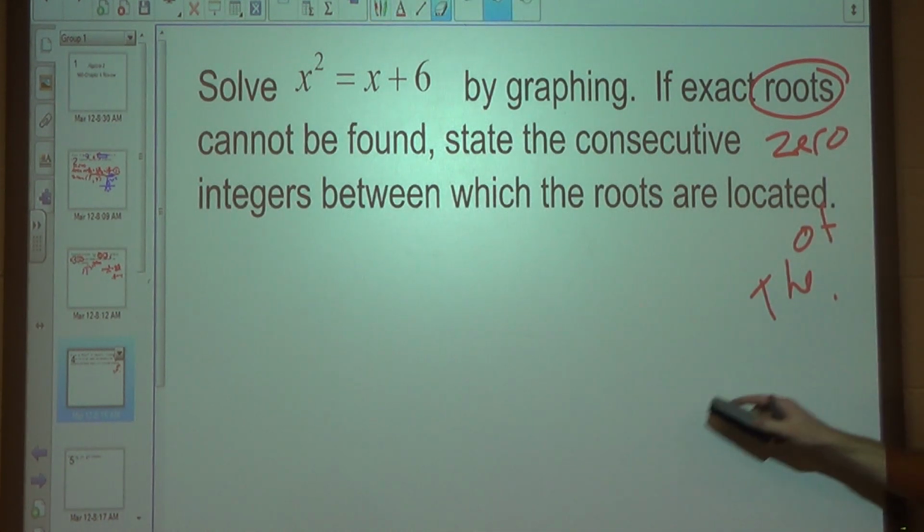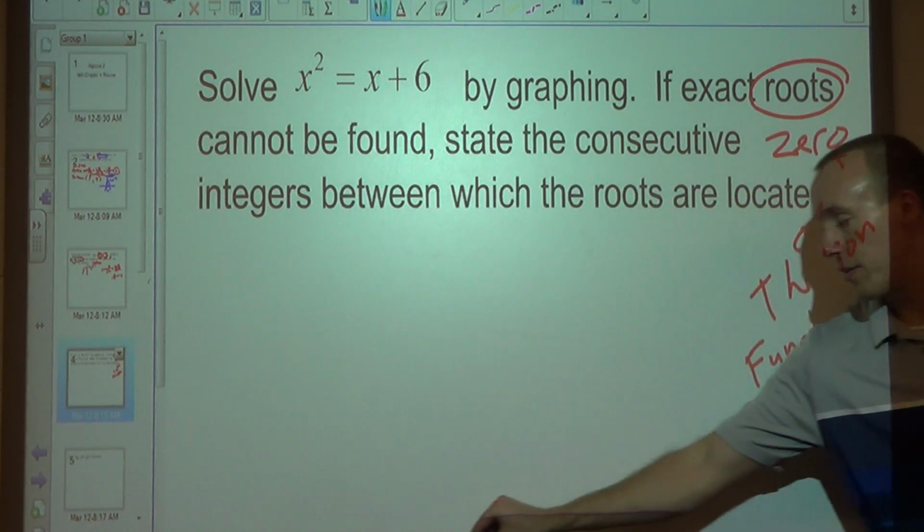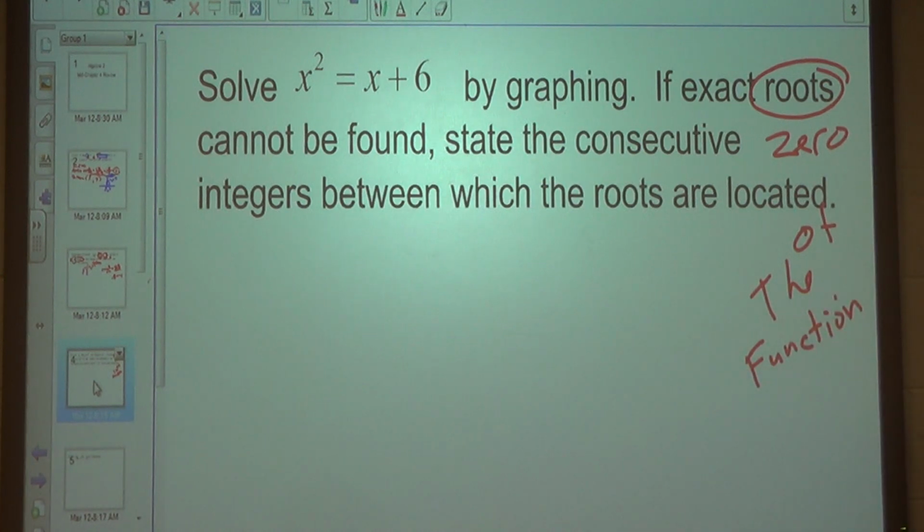Gotta write it nicer. Zero of the function. What's the zero of the function mean? Where it, what, graphically? Crosses the x-axis. Okay. So solve by graphing.